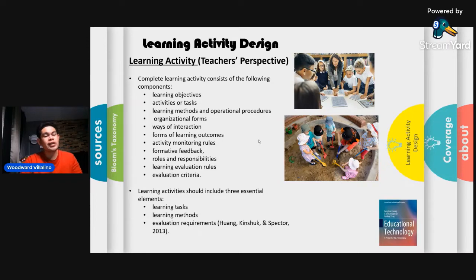Okay. So learning activities should include three essential elements. So these are the only three essential elements that we must consider. This is according to Wang, Kinshuk, and Spector in 2013. Number one, we have the learning tasks. Number two, we have the learning methods. So it's important that when we have a task, we'll be able to have the method and we'll be able to have the evaluation requirements. So we're able to test or evaluate if the methods that have been done and the tasks that have been given are effective enough. Okay.